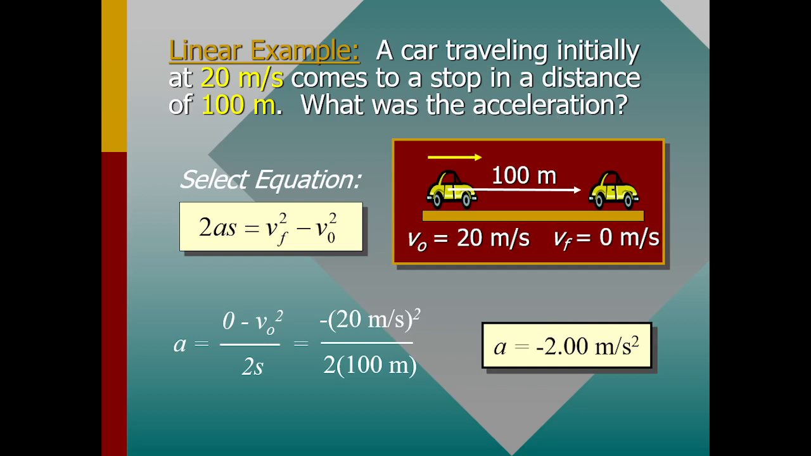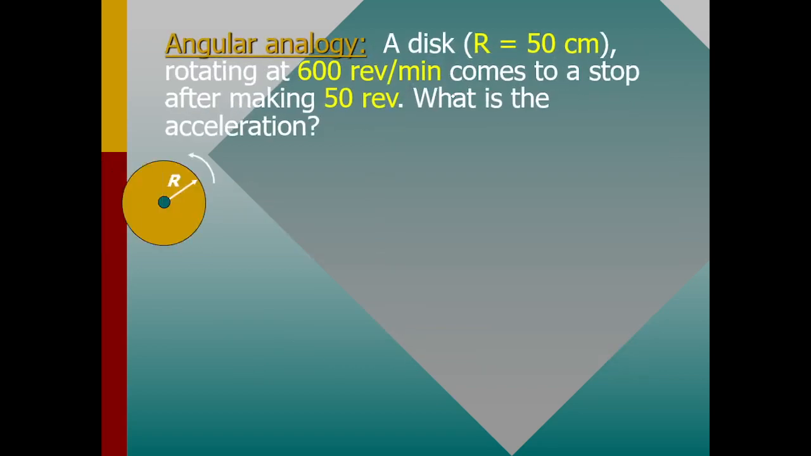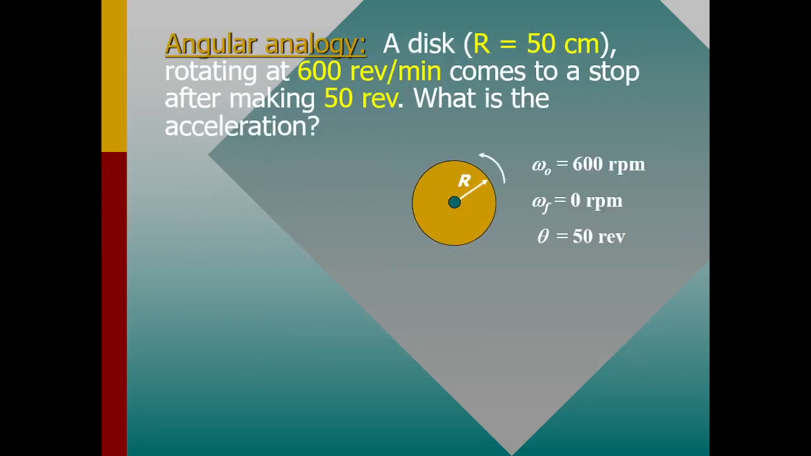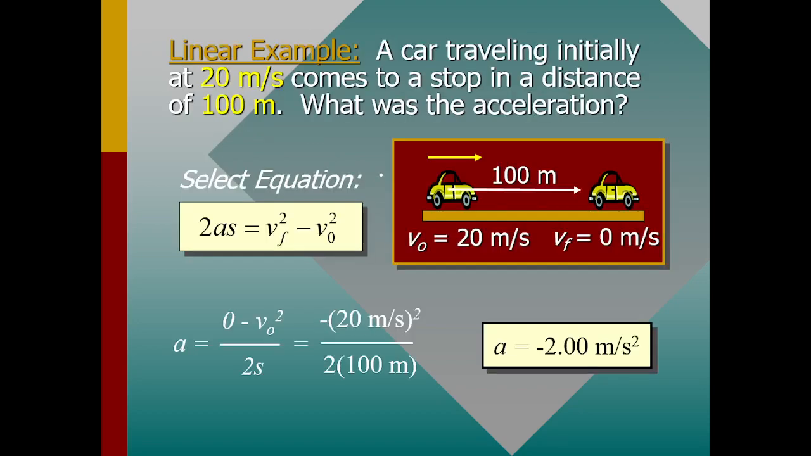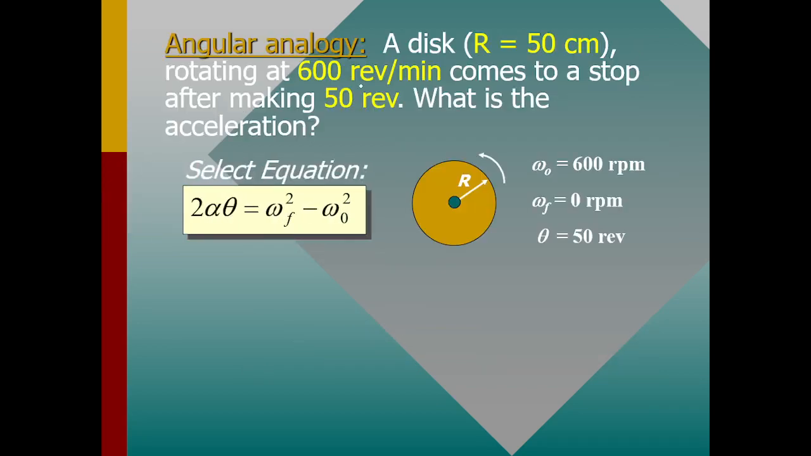This question is from linear motion, isn't it? But we can have a question of this same type in angular motion, you see? A disk of 50 centimeters rotates at 600 rev per minute, and comes to a stop after making 50 revs. What is the acceleration? Here you just say the equation 2 alpha theta is equal to w squared minus w initial squared. This is the same equation we used there.